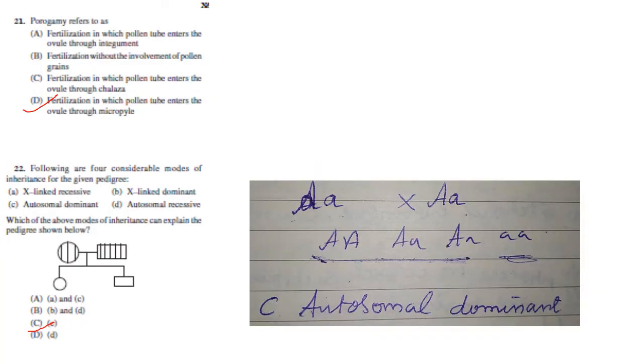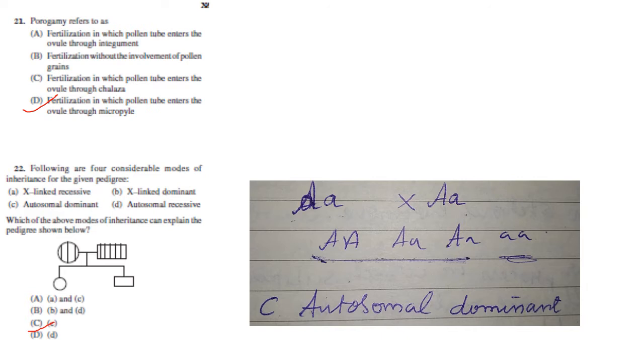Then next one, porogamy refers to. So it is fertilization in which the pollen tube enters the ovule through the micropyle. Answer is option D. Fertilization in which the pollen tube enters the ovule through the micropyle.